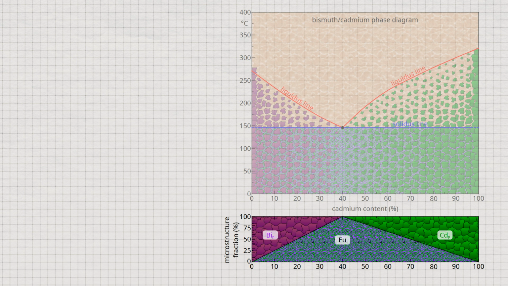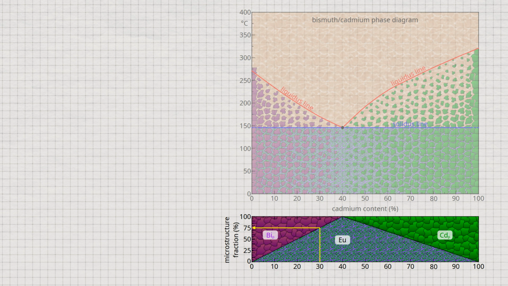In this way, the proportion of the respective microstructural constituents can be determined directly from the alloy concentration, even without calculation. Such a representation of the microstructure fractions as a function of the alloy concentration is also referred to as a microstructure diagram. As an example, an alloy with 30% cadmium is considered. According to the microstructure diagram, 75% of the microstructure consists of eutectic and 25% of bismuth primary crystals.